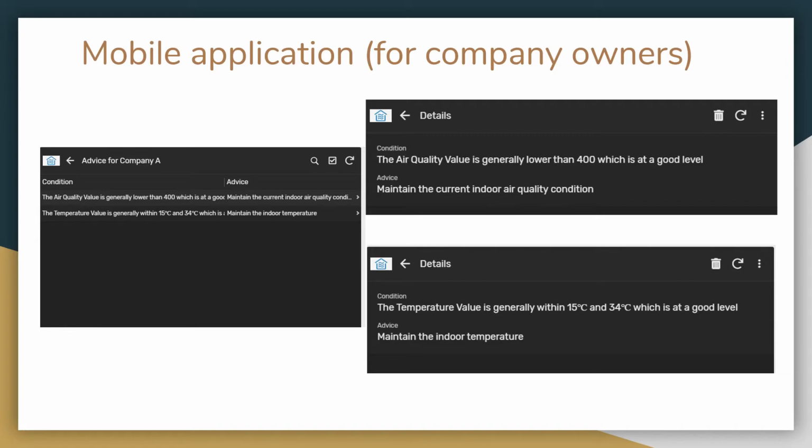Next, I would like to talk about the advice function. The company owners can click on the advice and view the conditions, and when you click on the branch, the details will show the conditions. For example, this company A has an air quality value generally lower than 400, so it is a good level. So the advice is just telling the company owner to maintain the current conditions, and as well for the temperature value, as they are operating at a normal temperature, the advice is to maintain the temperature.